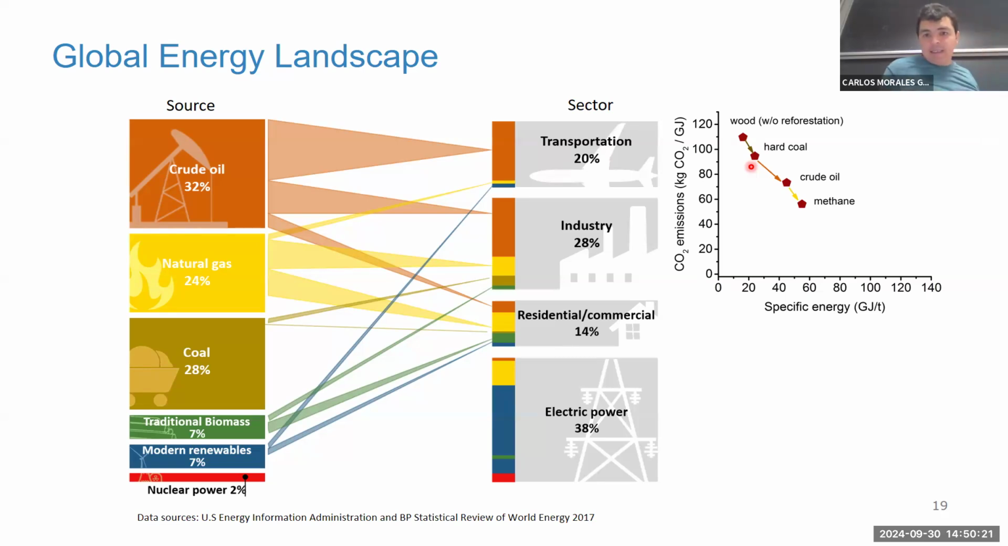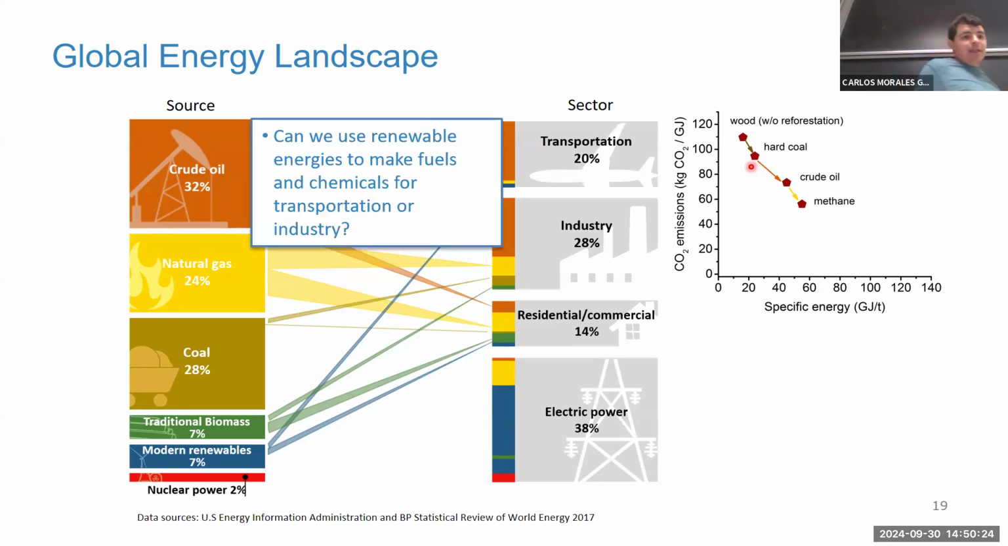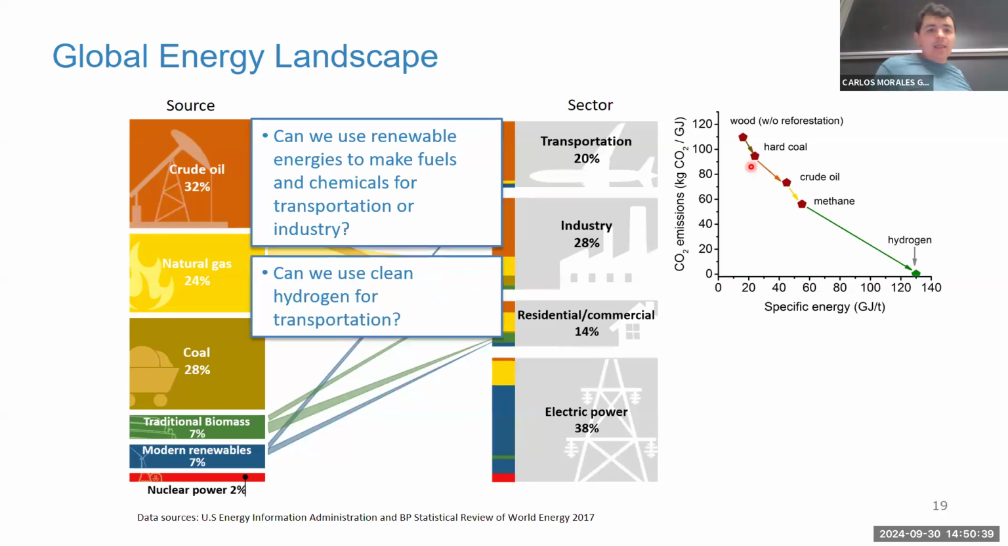All right. So a lot of the work in our lab, at least in my lab, is to answer these questions. Can we use renewable energies to make fuels and chemicals for transportation or industry? Can we make it from renewable sources? Can we use clean hydrogen for transportation? In theory, if you have hydrogen that is made from water electrolysis and all the electricity comes from renewables, you have zero CO2 per energy.